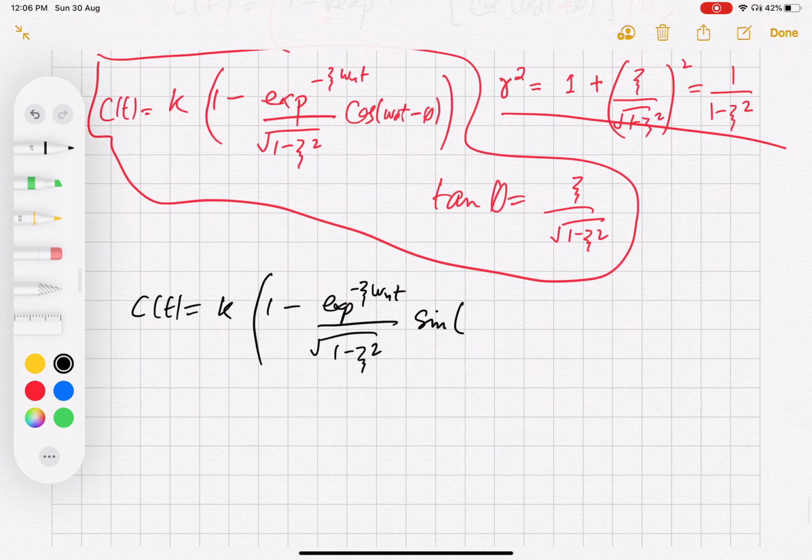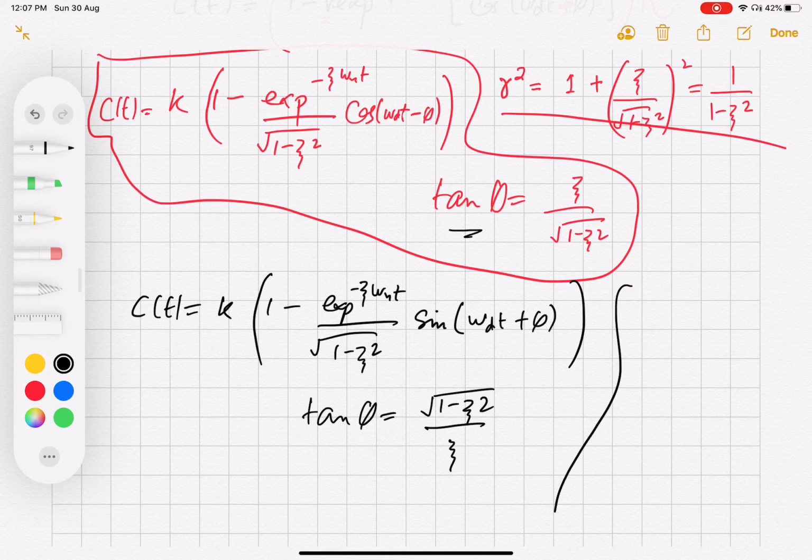So inside you'll get sine omega dt plus phi, and in this case your tan phi would be the reciprocal of the tan phi that you obtained here, which is under root of 1 minus zeta square by zeta. So these are two expressions for the same response. In fact, three expressions in total now, but basically these are different ways of saying the same thing.